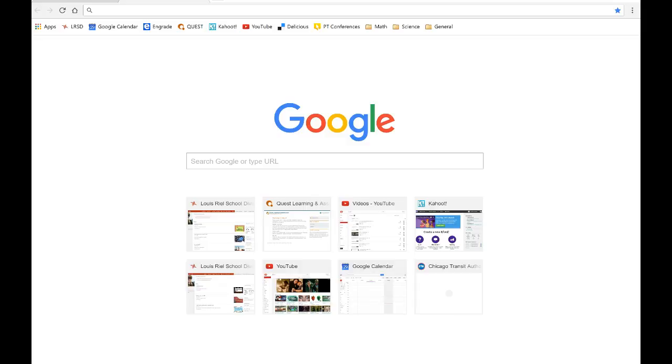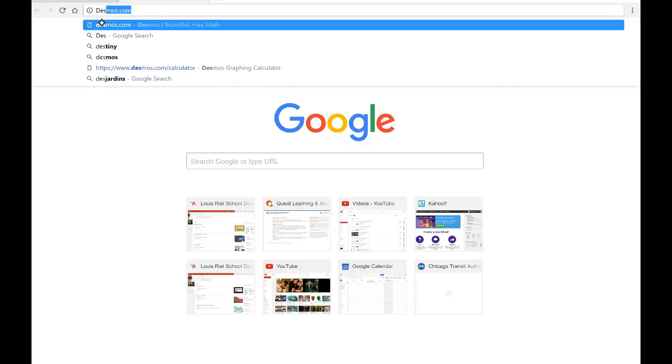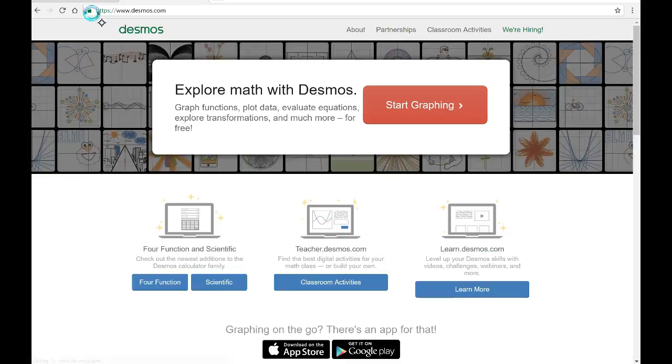So we're going to start by just Googling Desmos, and that's the same thing you're going to do if you need to download the app. Desmos, I've already been there, so it's already popping up for me as desmos.com. I'm going to head there, and there's some great things that it can do. It's got a scientific calculator, it's got classroom activities, but that's more for me to send out to you as I see fit. But we're going to just start graphing.